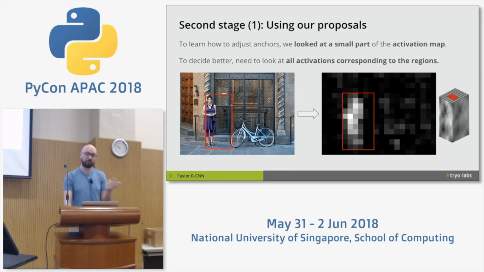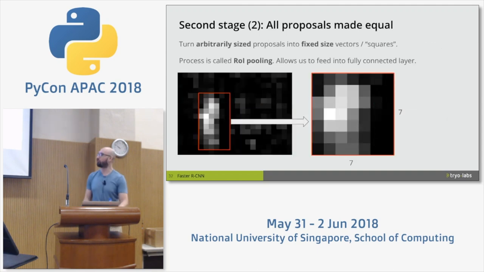As I said before, the fully connected layers of the network need to receive fixed size inputs. The problem is that my regions are rectangles of arbitrary size, so every single region, no matter what the shape, needs to be transformed into a square. I do this with a process called RoI pooling. I'm not going to talk about the details, but it's really simple. Like in Photoshop, when you take an image and warp it into a square, it does the same thing. It's bilinear interpolation, so I can take any shape and turn it into a square.